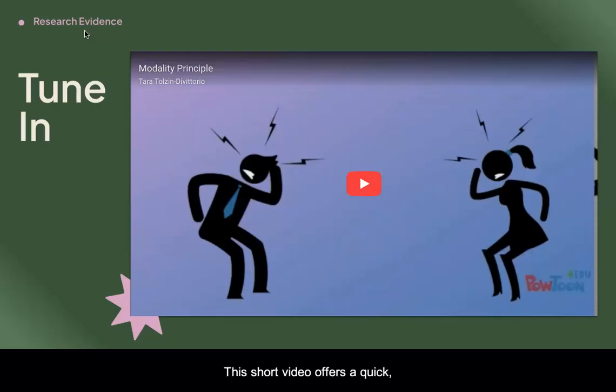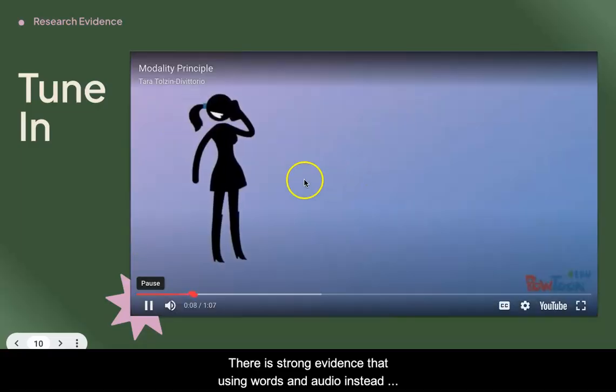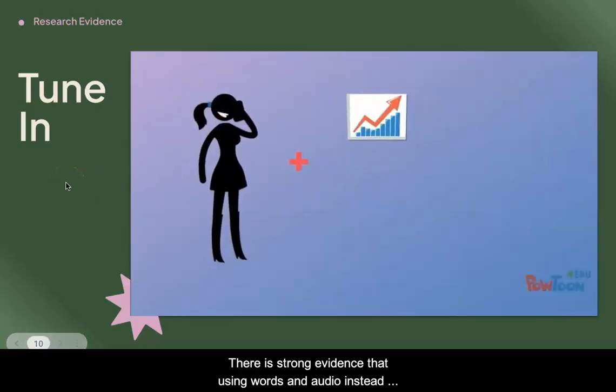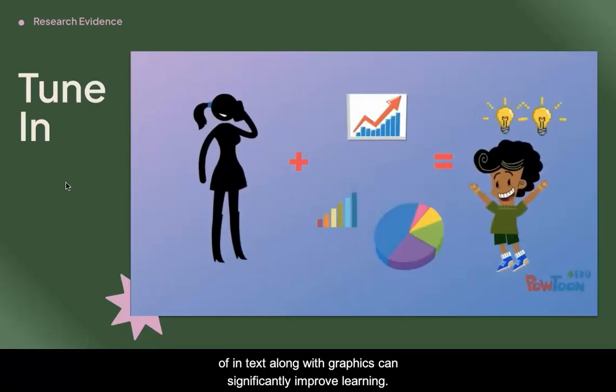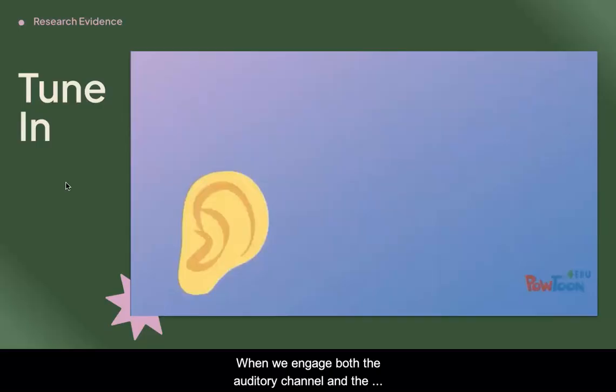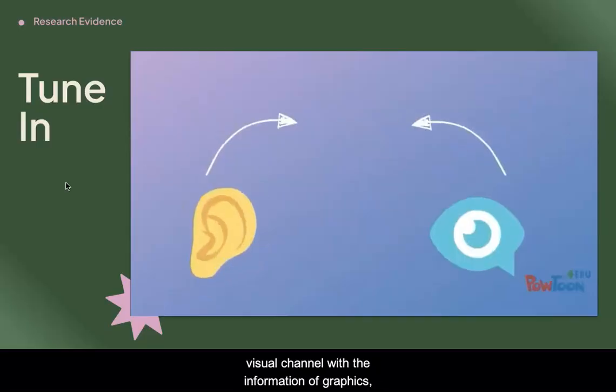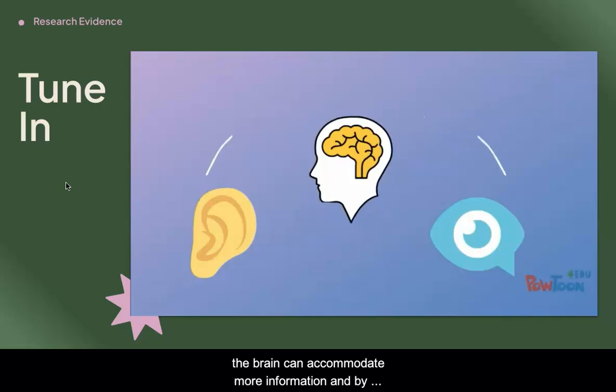This short video offers a quick, clear example of how narration paired with visuals improves understanding. There is strong evidence that using words and audio instead of text along with graphics can significantly improve learning. When we engage both the auditory channel and the visual channel with the use of graphics, the brain can accommodate more information. And by minimizing strain on their dual channels of processing, we can help maximize what students learn and retain.